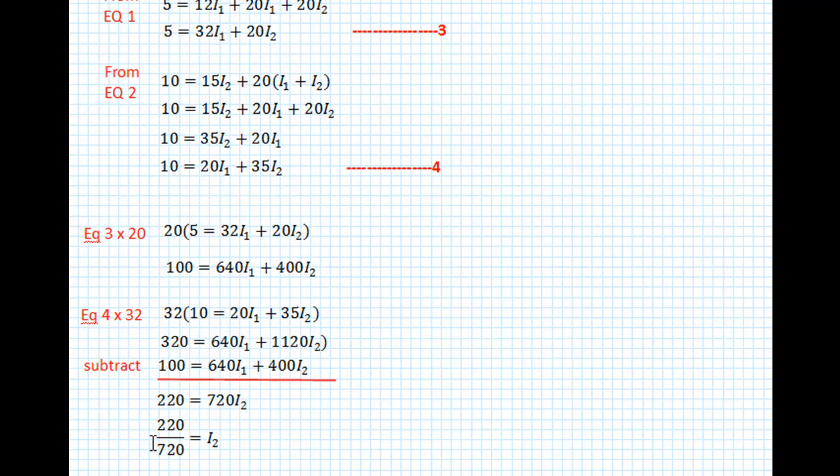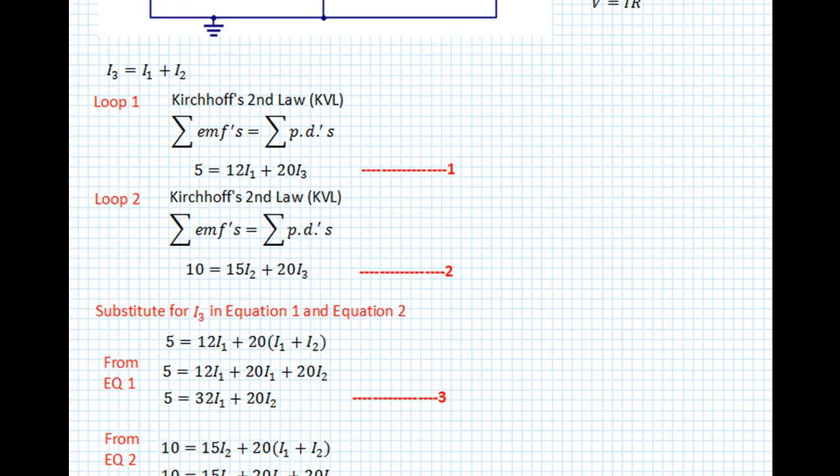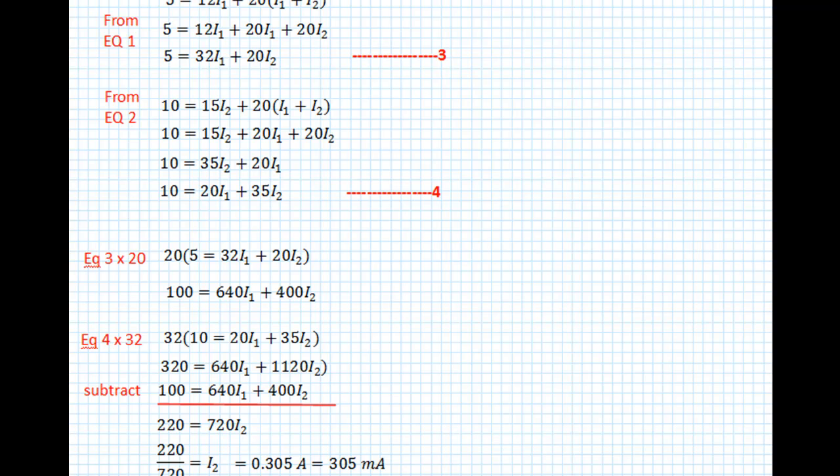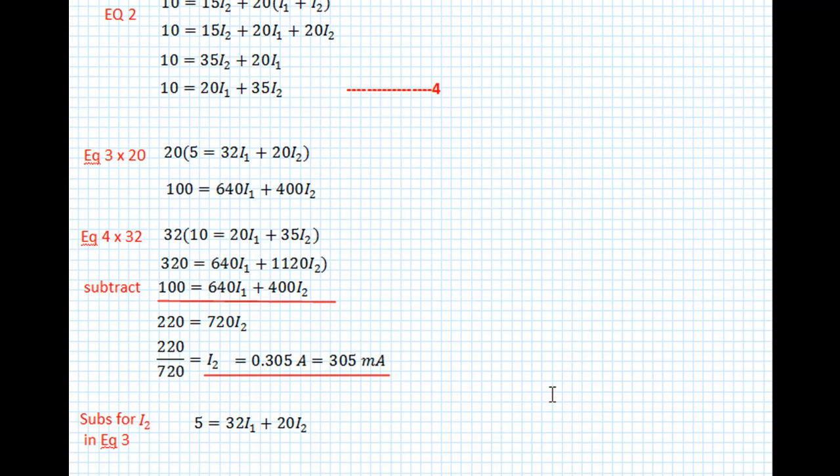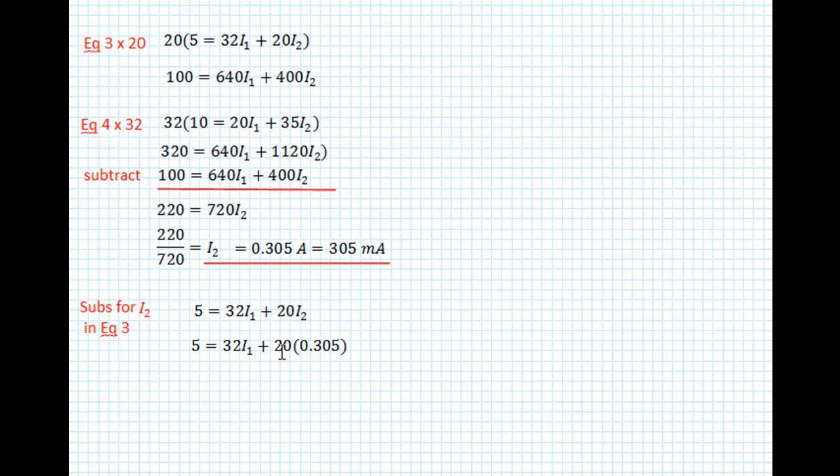Then we can calculate I2. I2 equals 220 divided by 720, which gives us 0.305 amps or 305 milliamps. Now we've got I2, we can substitute back into any of the equations above to actually determine another value. I'm going to put it into equation 3. Equation 3 gives us 5 equals 32I1 plus 20I2, so we're just going to put in that value for I2 so we can actually calculate what I1 is. We get 5 equals 32I1 plus 20 times 0.305, which simplifies to 5 equals 32I1 plus 6.1.